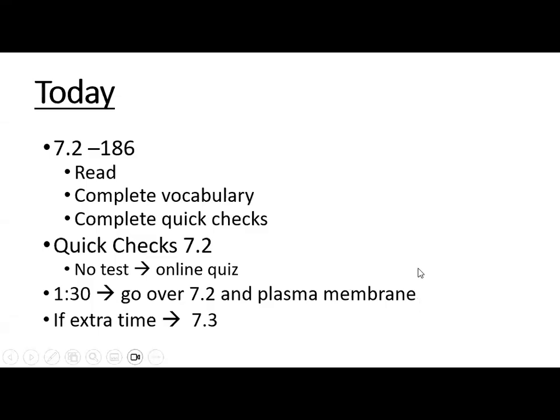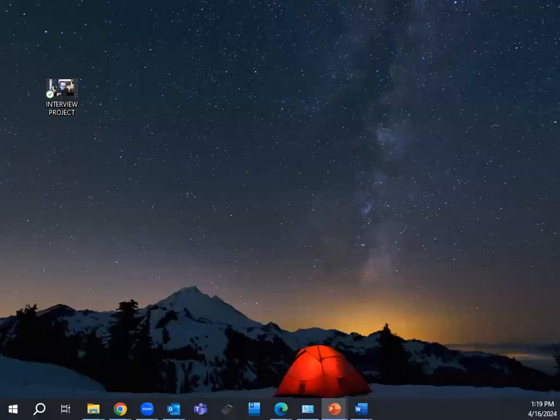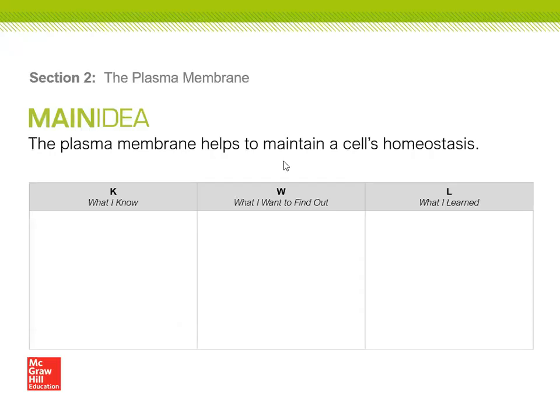Oh, this one. We're going to start talking about the plasma membrane. So this is section 2 of chapter 7. So we're looking at that plasma membrane, right? That's something that we've established. Every cell has it. Eukaryotic, prokaryotic, they both got it.